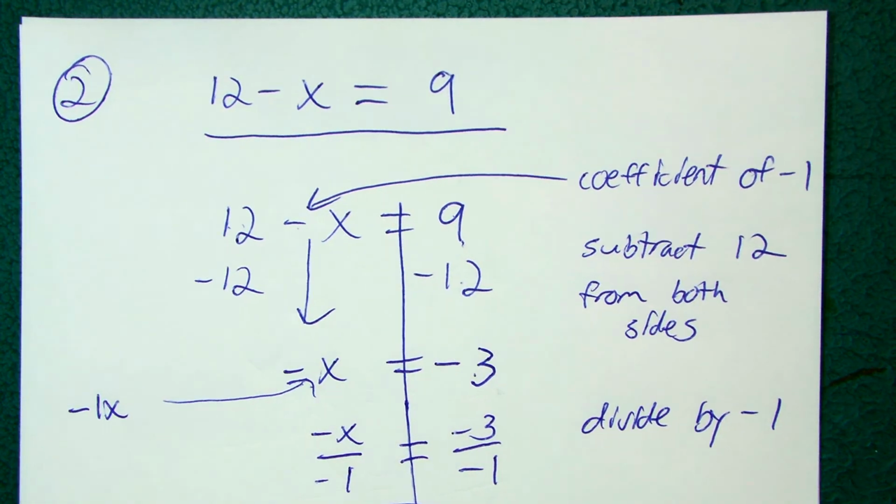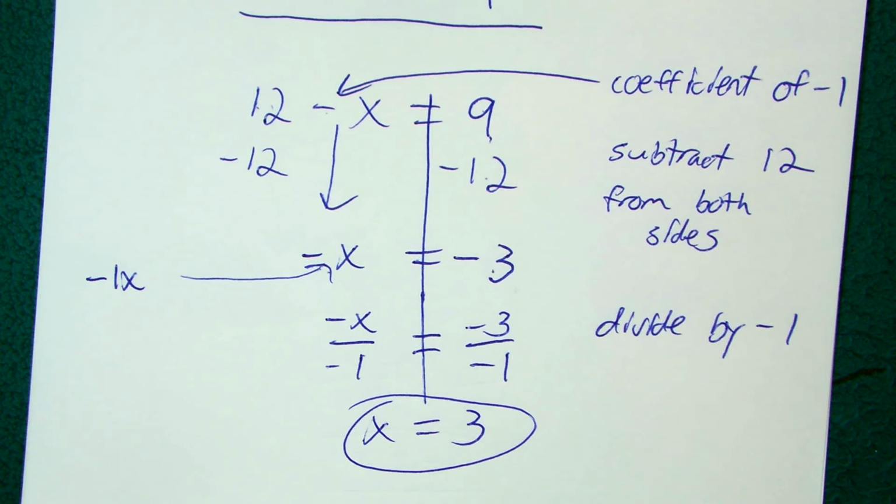Negative 3 divided by negative 1 is going to be a positive 3. So those are two good two-step problems there. Just going over a couple things there. Be careful with your negatives.